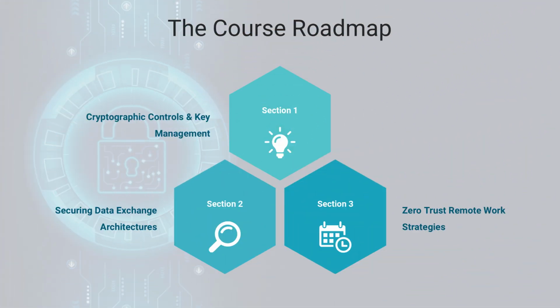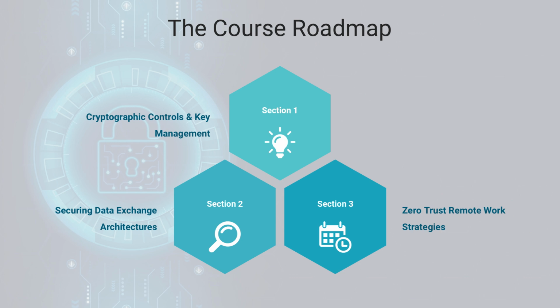So our roadmap for this course is going to be organized into three sections. First section, that's going to cover our cryptographic controls and our key management. So that's going to include encryption for data both at rest and in motion, key lifecycle best practices, preparation for post-quantum cryptographic requirements, those sorts of things.